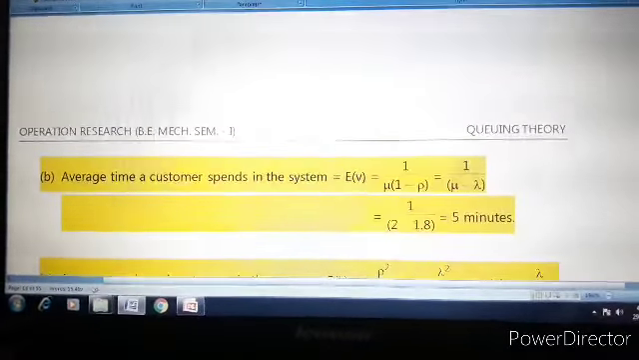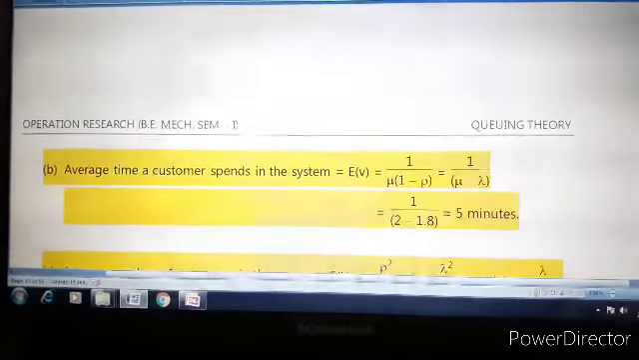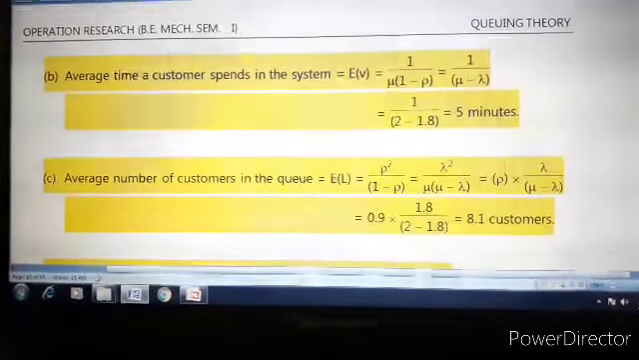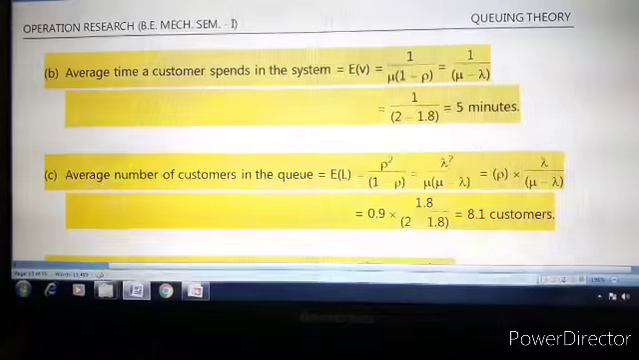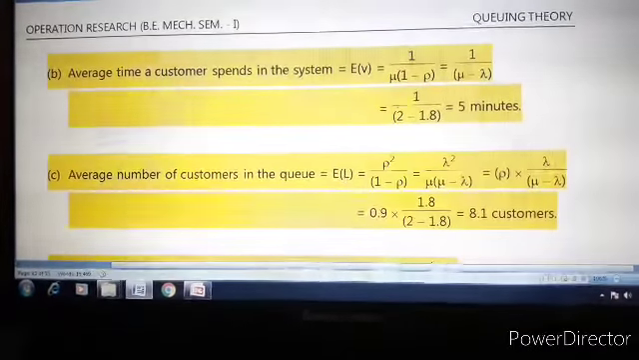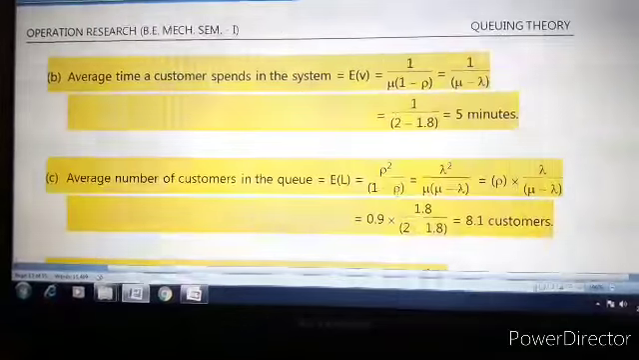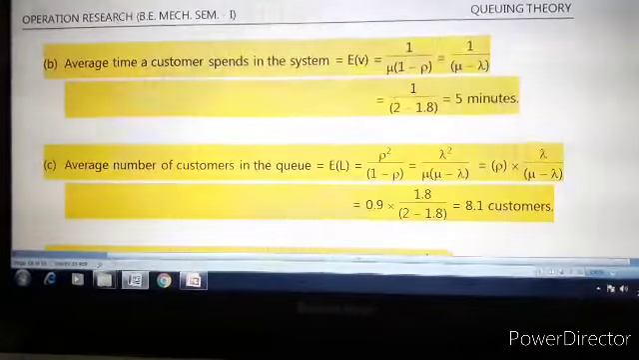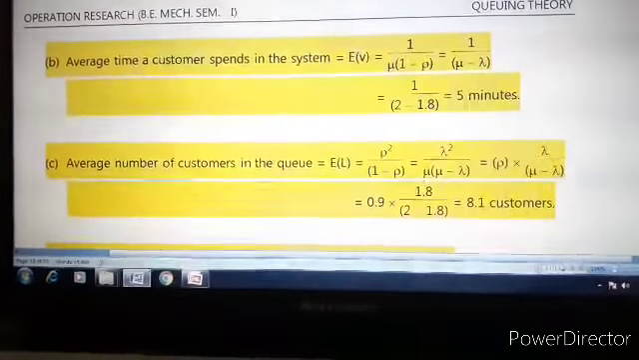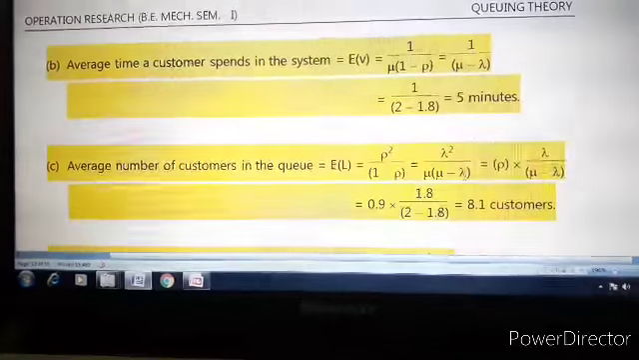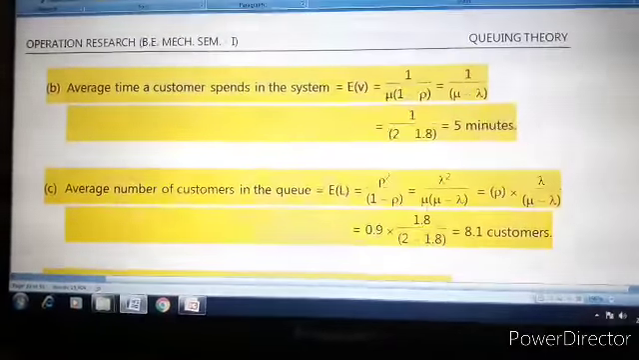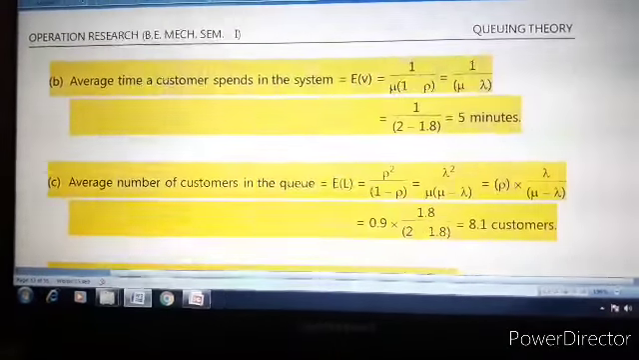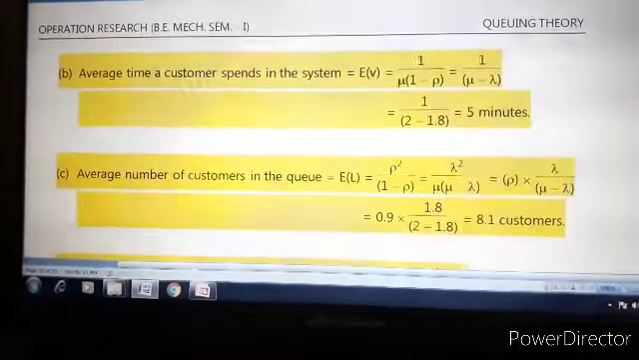So we have to serve the 9 customers, and for one customer the time required is 5 minutes. Then the next parameter that we have to find is the average number of customers in the queue, given by E of L. The formula is rho square upon 1 minus rho, or when we replace rho in terms of lambda and mu, the relation becomes lambda square upon mu times (mu minus lambda). Again we can modify this relation by taking mu common, and write it in terms of rho: rho into lambda upon (mu minus lambda).